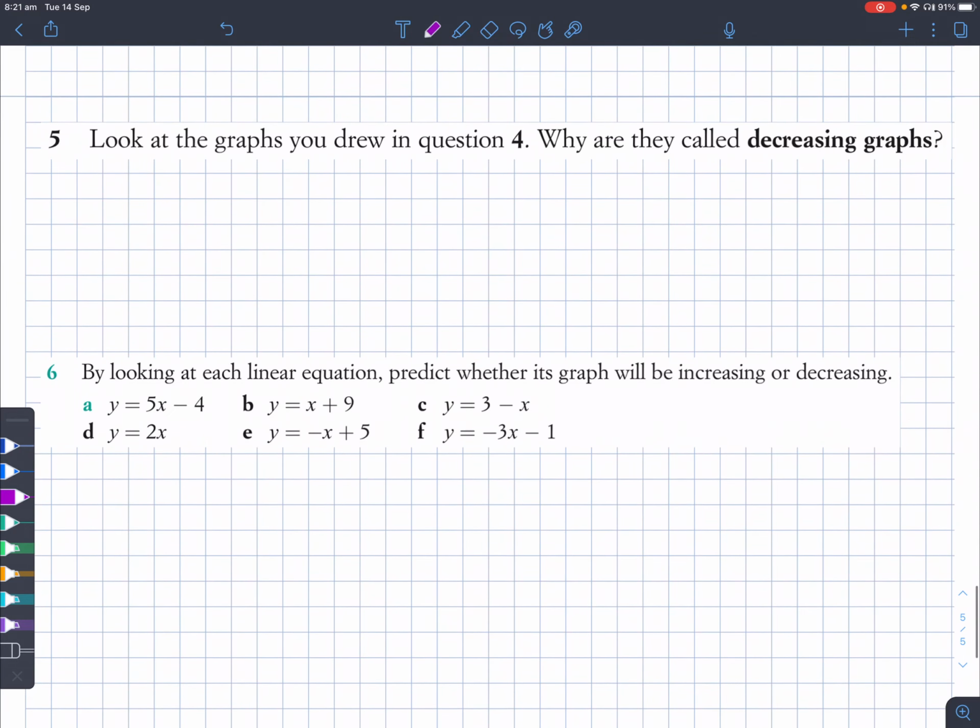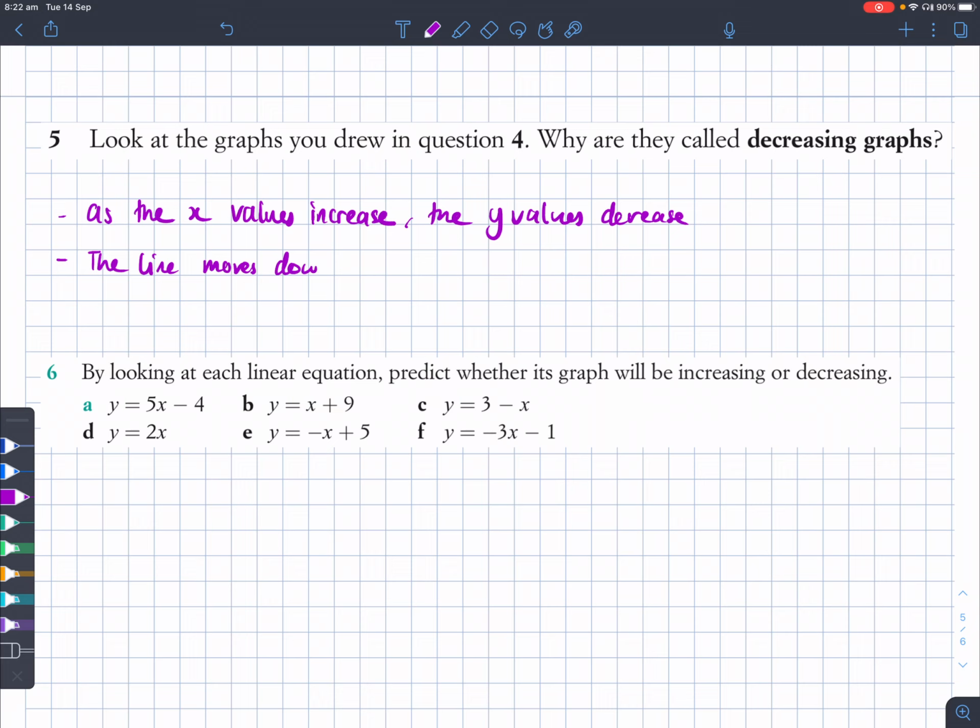So we're going to write, as the x values increase, the y values decrease. And you can also say the line moves downwards from left to right.